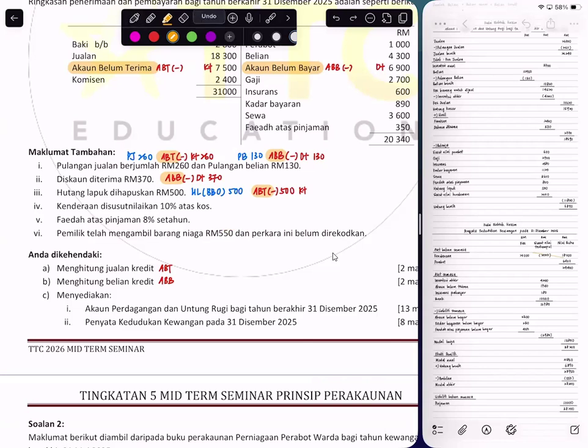And if you take out, your inventory is getting less. So minus belian by 550. One more account. Boss took barang niaga. One more account.